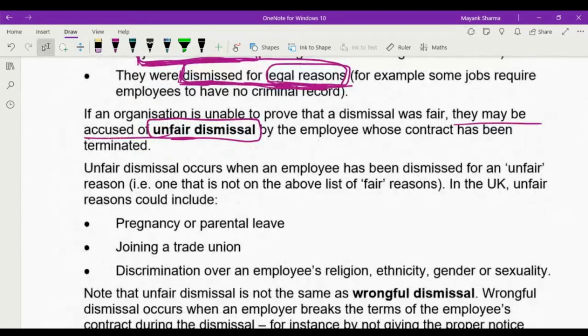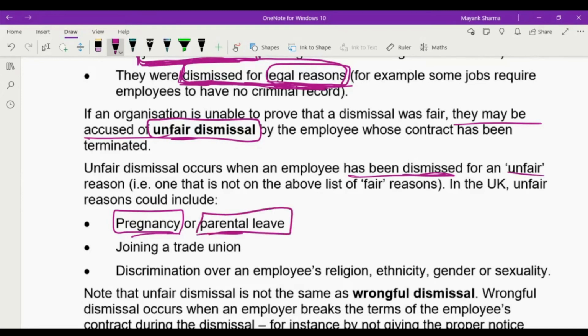Unfair dismissal occurs when an employee has been dismissed for an unfair reason. In the UK, an unfair reason can be pregnancy. Like if an employee is pregnant, then from a legal point of view, you should give the employee maternity leave. Also, you cannot legally terminate that employee from employment.